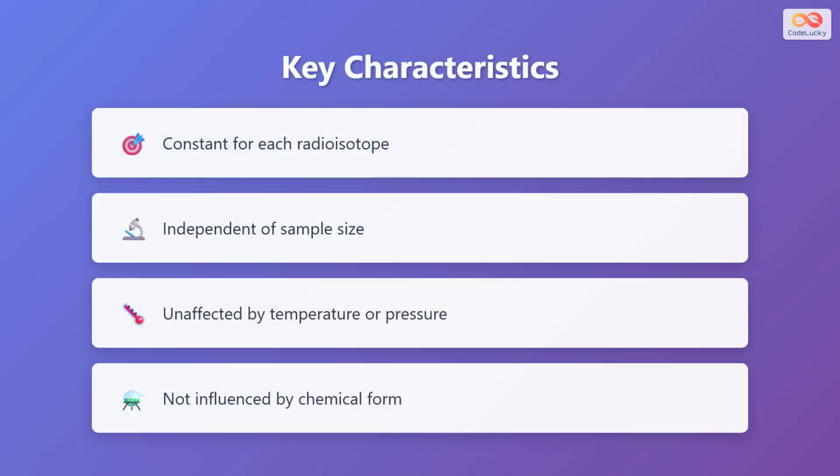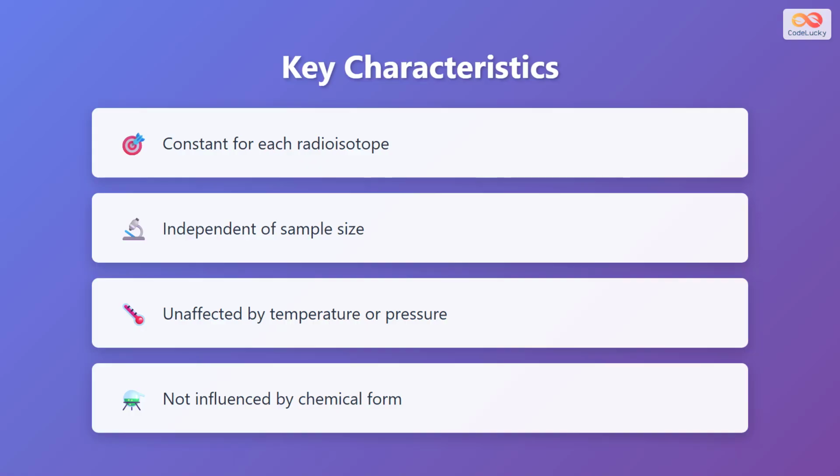Half-life has 4 remarkable characteristics that make it unique. First, it is constant for each radioisotope, meaning carbon-14 always has the same half-life regardless of where or when you measure it. Second, it is independent of sample size. Whether you have 1 gram or 1 kilogram, the half-life remains the same.